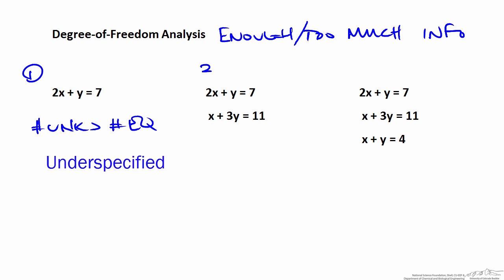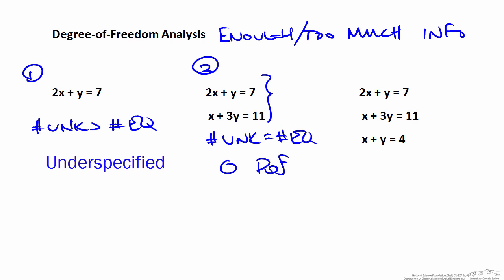That's not the case in our second scenario, where we have two unknowns, x and y again, and two equations. In this case, the number of unknowns is equal to the number of equations, and this is generally the scenario we're looking to find when analyzing engineering problems. When the unknowns are equal to the number of equations, we have 0 degrees of freedom, and we can solve the system of equations. If we solve these two equations simultaneously, we find that x is equal to 2 and y is equal to 3.